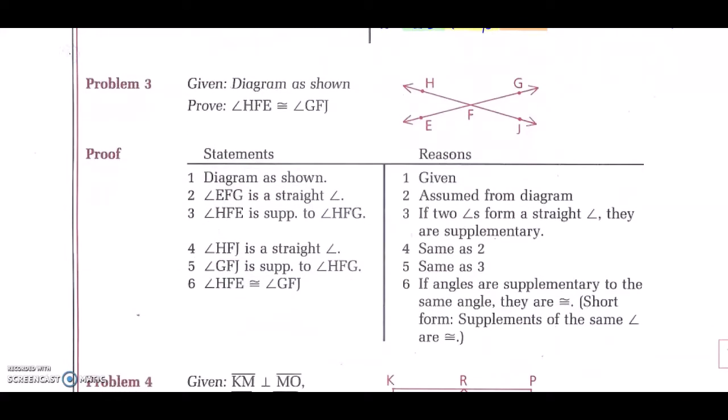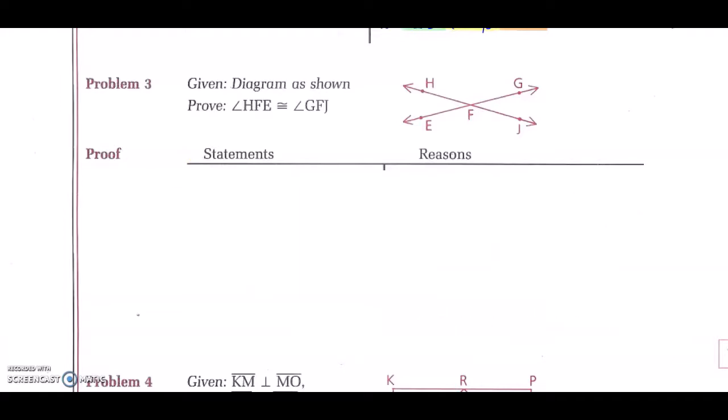Looking at problem 3. Your book does a couple of things that I do not want you to do. For example, this assumed from diagram. Remember, we write that as diagram implies straight angle. The same as. I don't want you to do that either. So we're going to rewrite this proof together. So we are given the diagram as shown.